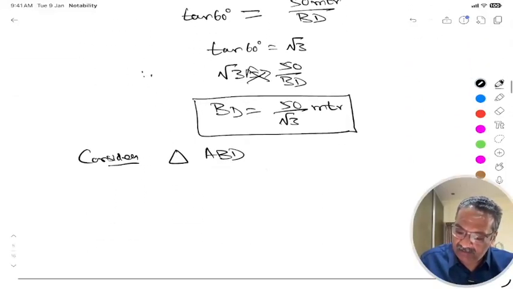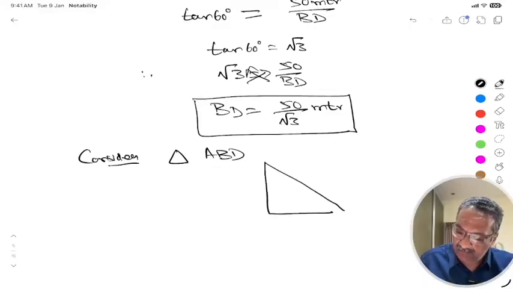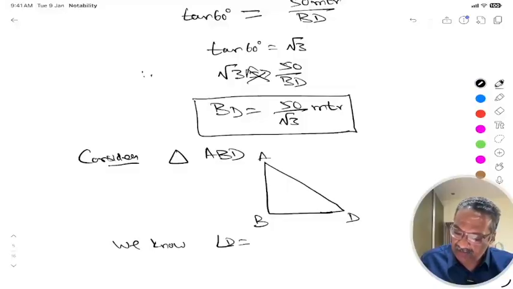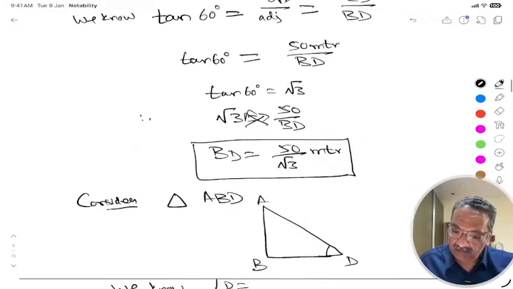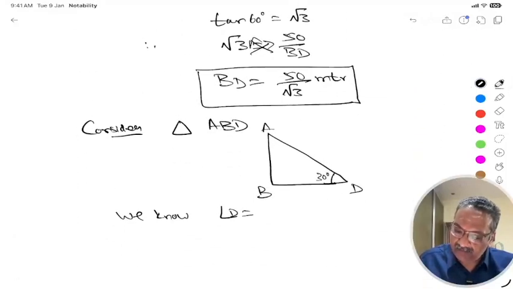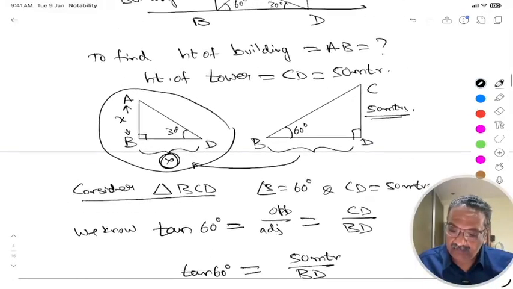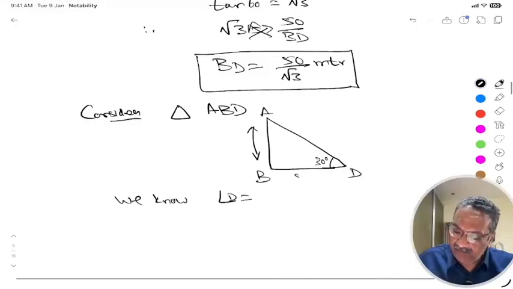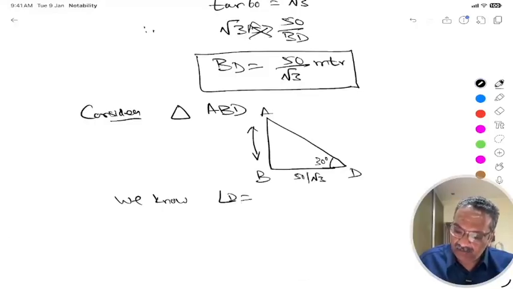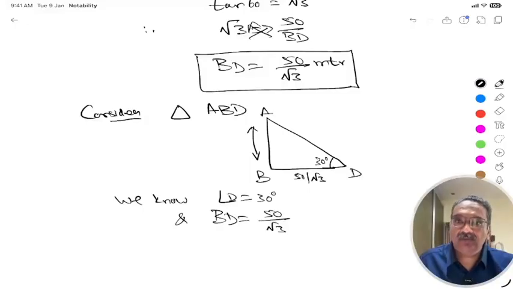ABD, right? In this triangle ABD, we know angle D is equal to 30 degrees, and AB is the height of the building which we have to find out, and BD we have got 50 by root 3. So we know angle D is equal to 30 degrees, and from 1 we have got BD is equal to 50 by root 3. Alright.